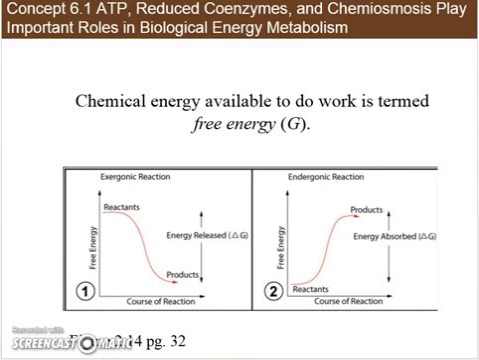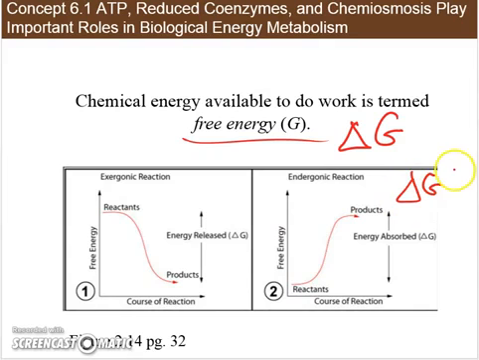This is kind of flashing back to chapter 2.5. Remember that chemical energy available to do work, we call that free energy, or G. And so any change in free energy, sometimes you'll see that called delta G. And if the delta G of a reaction is positive, that means we gained free energy. We gained energy. Our products have a higher energy than our reactants did.